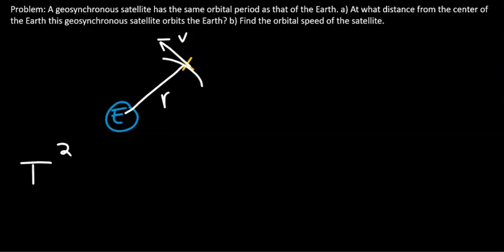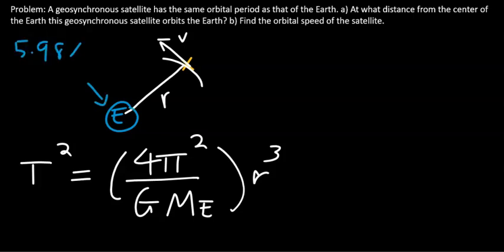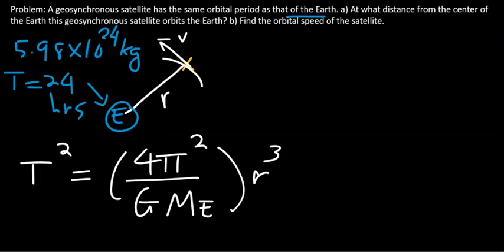Note, Kepler's third law form is given by the following expression: 4 pi squared over G times the mass of the Earth in this case times the cube of that orbital distance. The mass of the Earth is given as 5.98 times 10 to the power 24 kg. And since the orbital period is the same as that of the Earth, the period is quite simply 24 hours. So let's put all this information inside this equation and solve for the r.